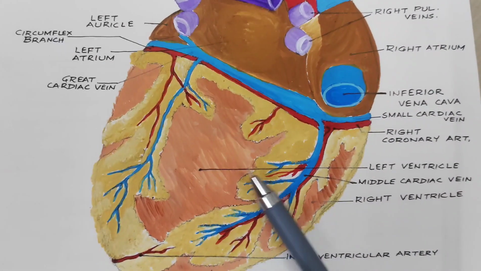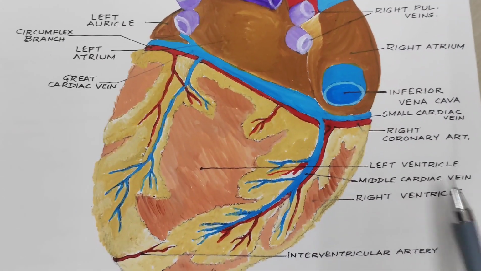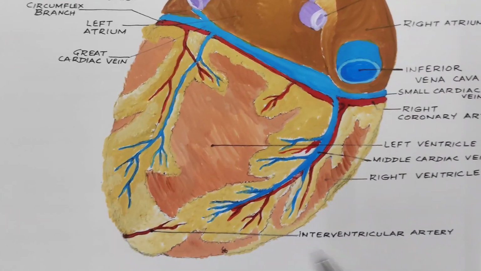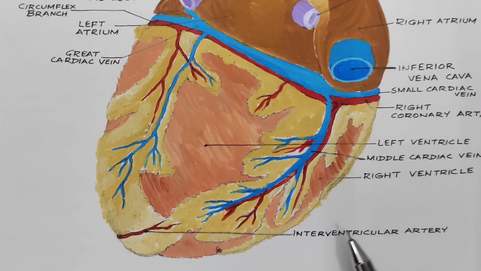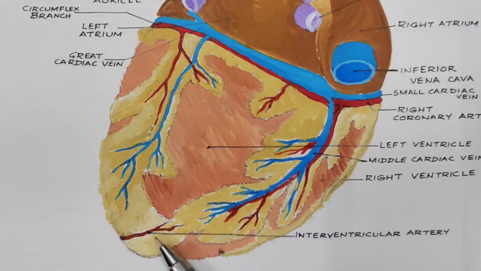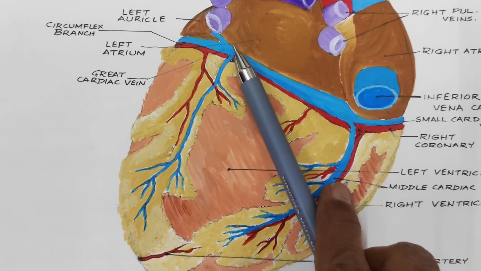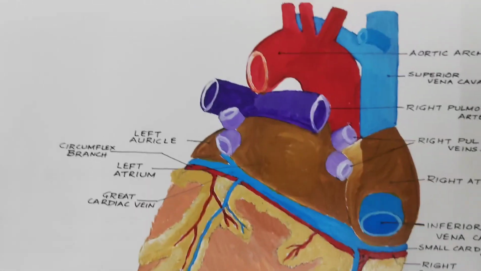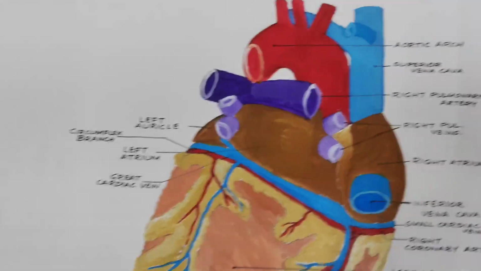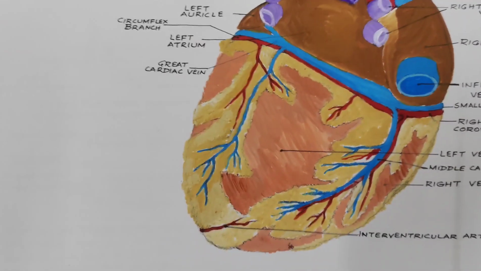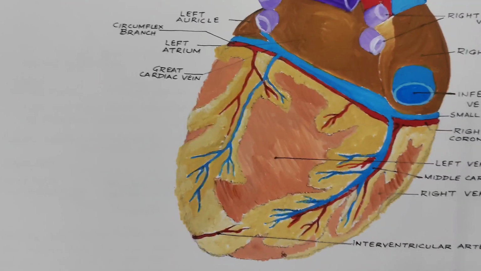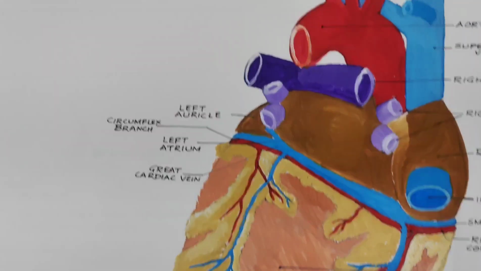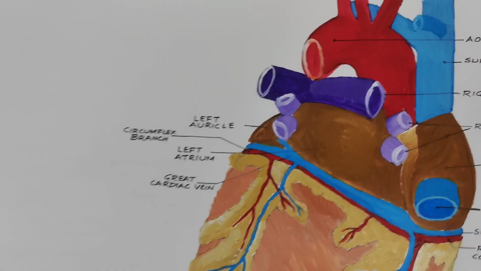This part is the left ventricle. There is a middle cardiac vein over here. This is the right ventricle over here. And here we see the interventricular artery. This is the great cardiac vein. So this is all about the circulatory system, the circulation of the heart. These anatomical diagrams are often useful for competitive exams.